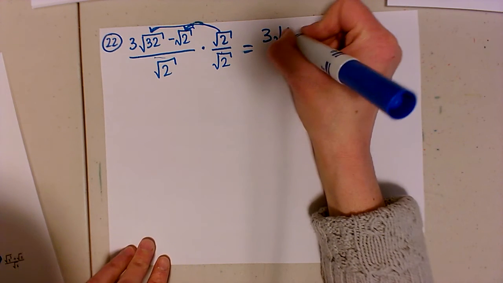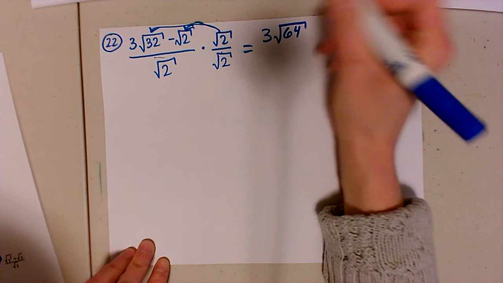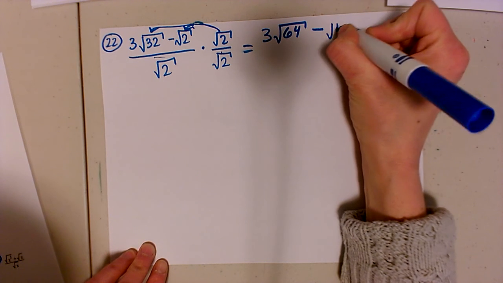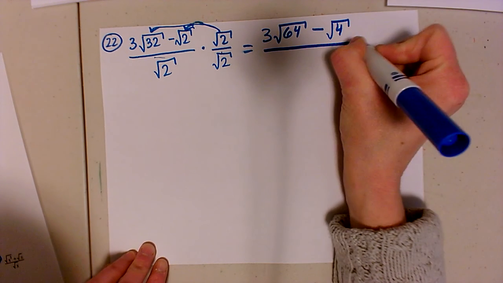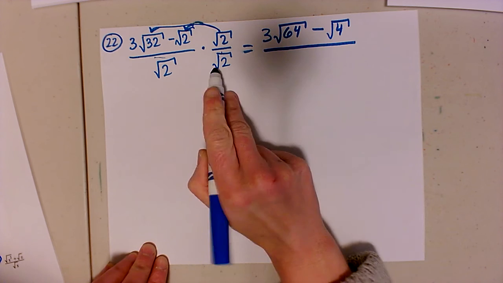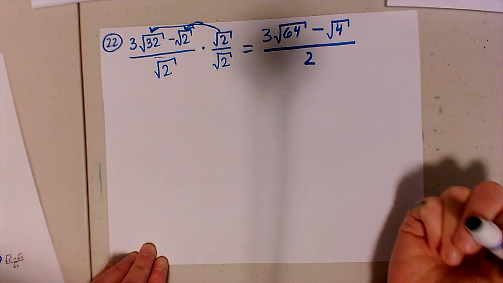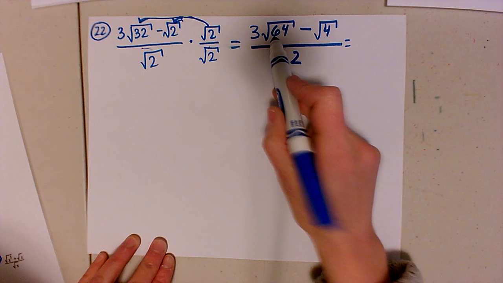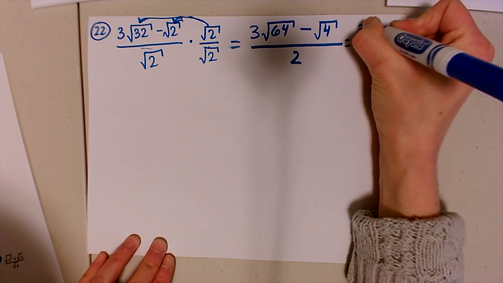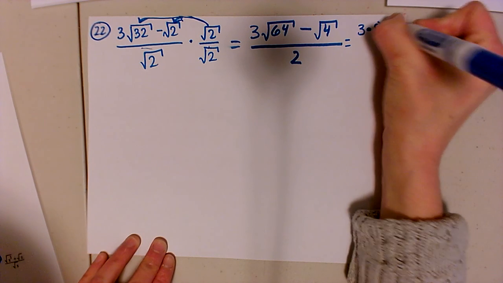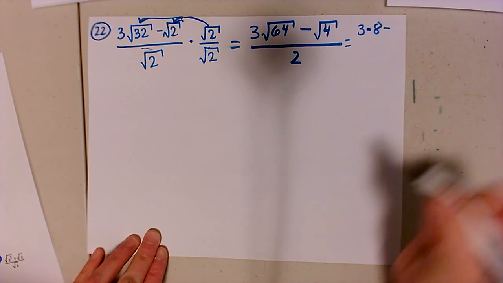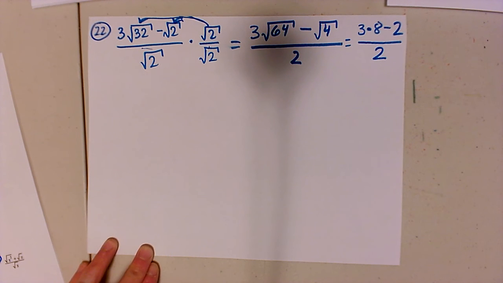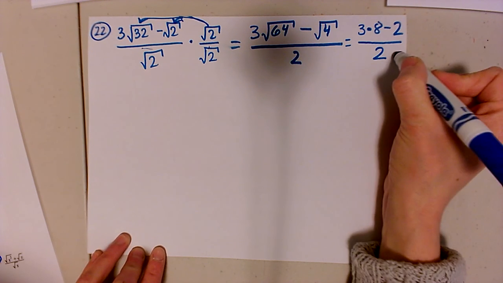So 2 times 32 is 64. And then I can do the same thing, root 2 times root 2, that's going to turn into root 4, and I'll simplify that in a second. And then down below, root 2 times root 2, well, that's just a 2, okay? So now our next step, well, the square root of 64 is 8, so we can pull that out. So that's going to turn into 3 times 8 right there. And then the square root of 4 is 2, so we've got that going for us, right? And then we just throw the 2 down below.